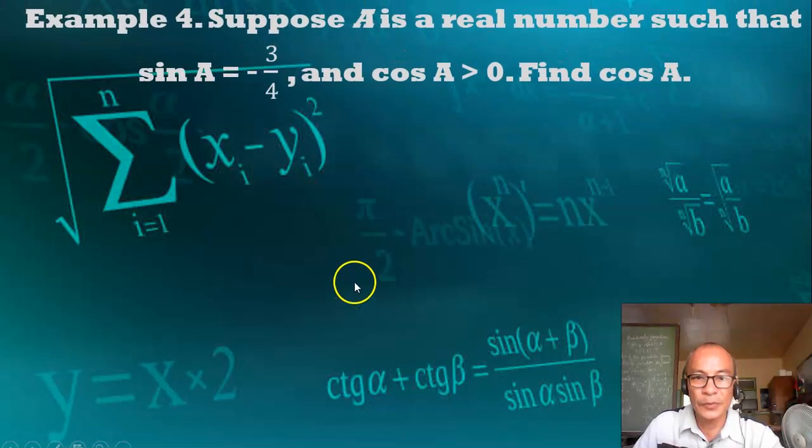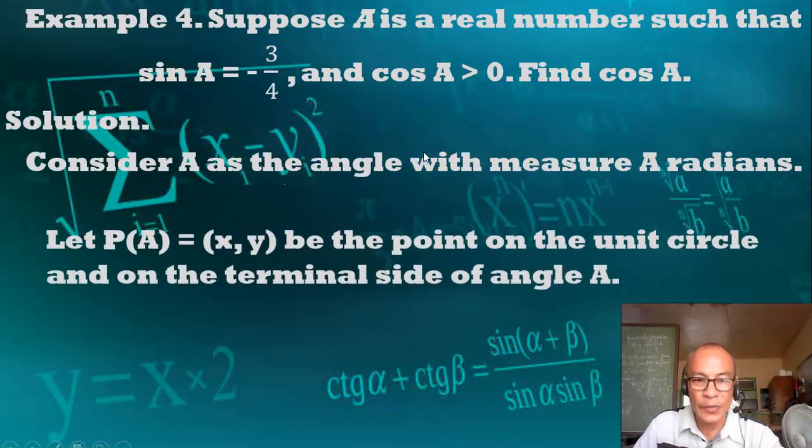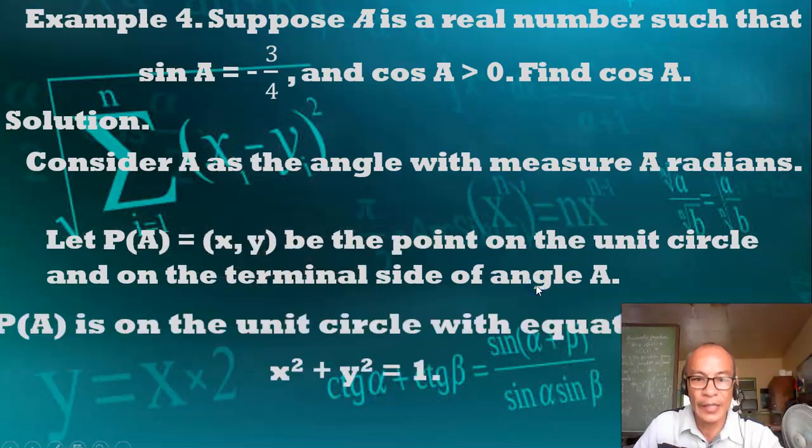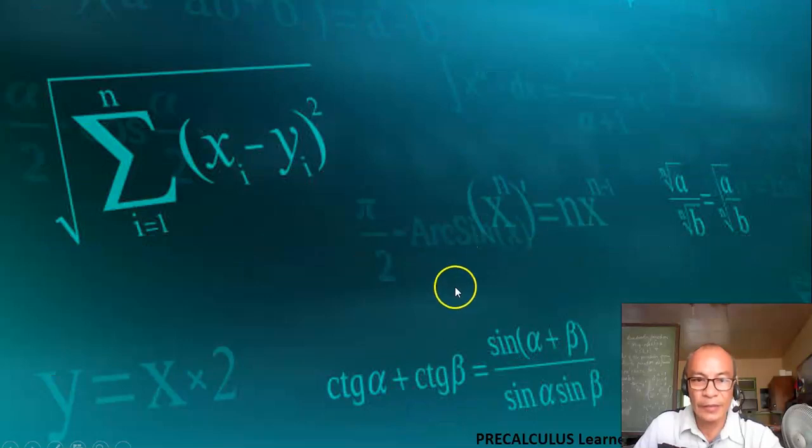Another example, suppose A is a real number such that sine A is equal to negative 3 over 4 and cosine A is greater than 0, meaning it's positive. So find cosine A. Solution: we consider A as an angle with measure A radians. We let P of A be equal to the point (x, y) on the unit circle and on the terminal side of angle A. P of A is on the unit circle with equation x squared plus y squared equals 1. So, ito po yung equation ng circle.